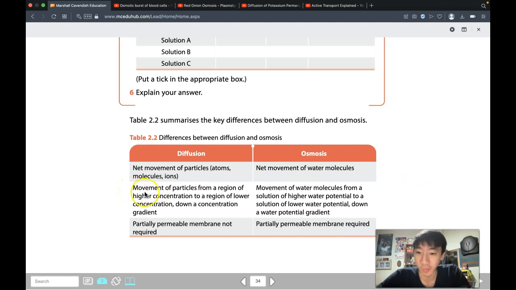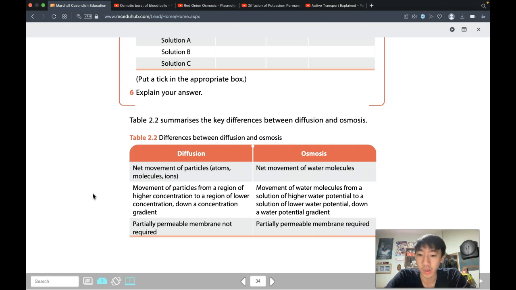Diffusion is the movement of particles from a region of higher concentration to a region of lower concentration down a concentration gradient. So this is the definition. Osmosis is the movement of water molecules from a solution of higher water potential to a solution of lower water potential down a water potential gradient. So this also is the definition for osmosis.